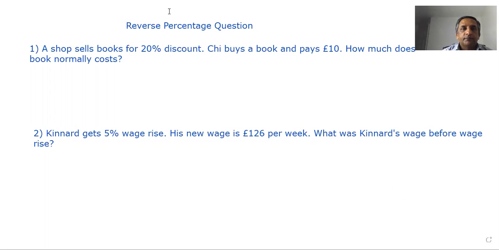So here, if you look at the first question, it says a shop sells books for 20% discount, right? So what is the discount? 20%. And she buys a book and pays £10. How much does the book normally cost? So what we have to do, basically, we have to find the reverse percentage.